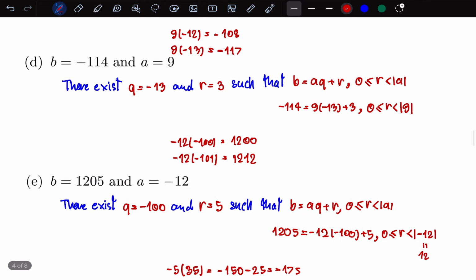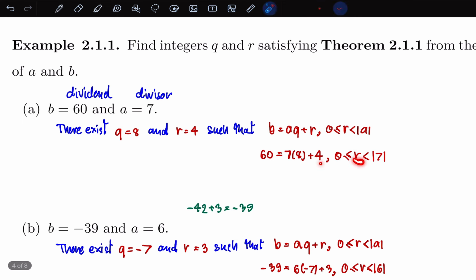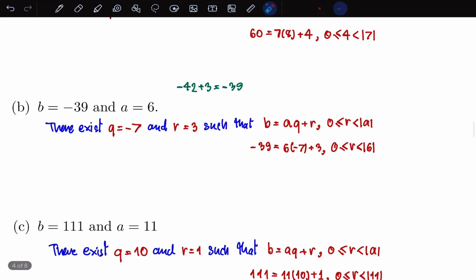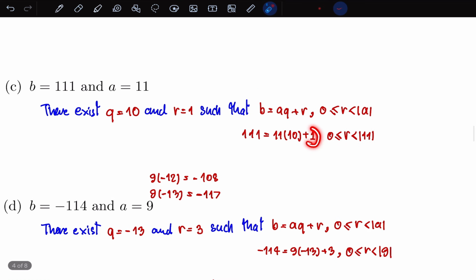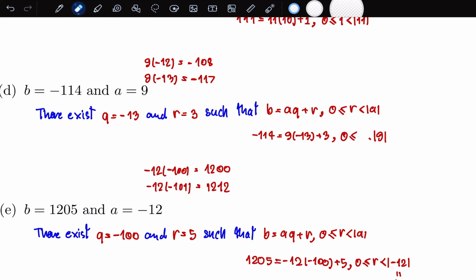Okay, but I think we have to substitute all the values of R, right? I forgot to substitute. Our R right here is 4. Our R right here is 3. Our R right here is 1. And 1 is greater than 0, less than 11. Our R right here is greater than or equal to 0, less than 9. Okay? Absolute value of 9.